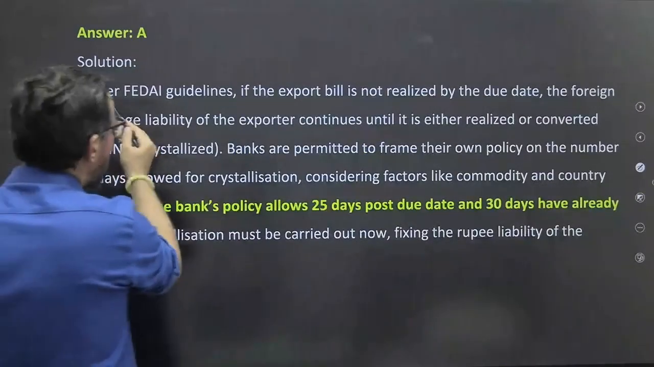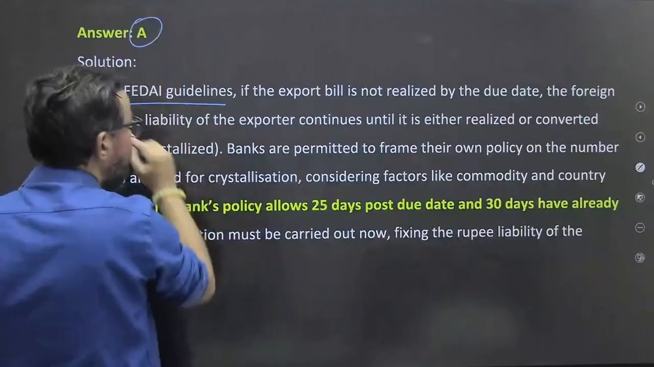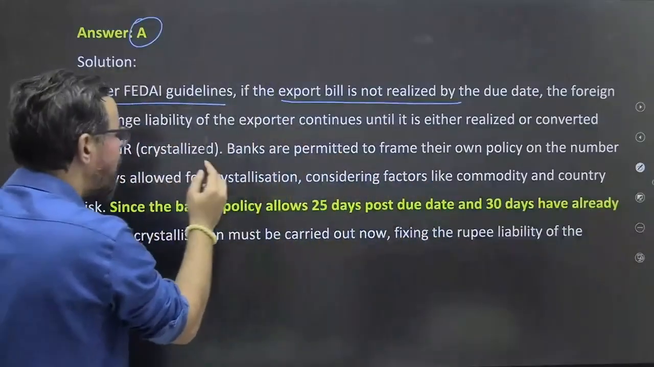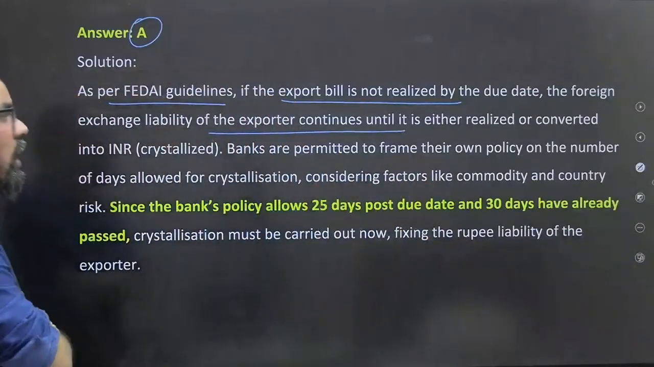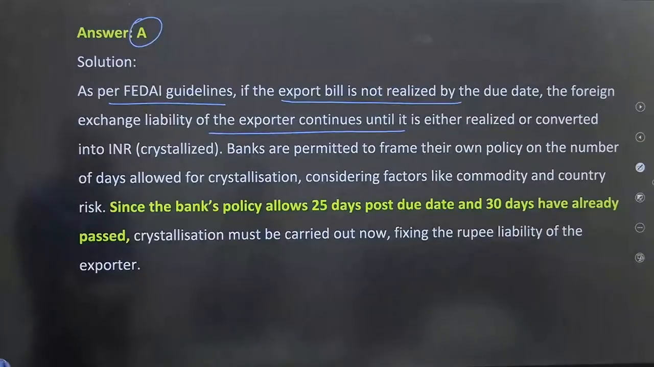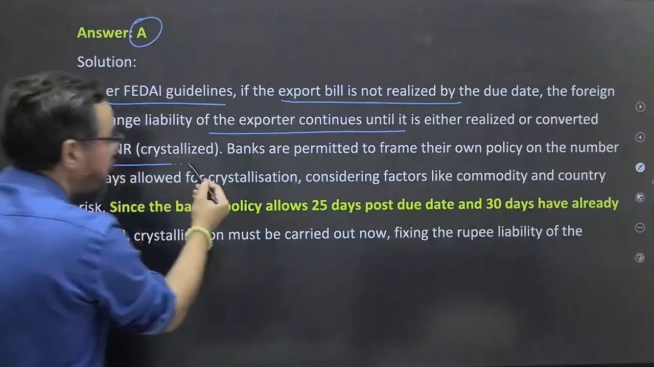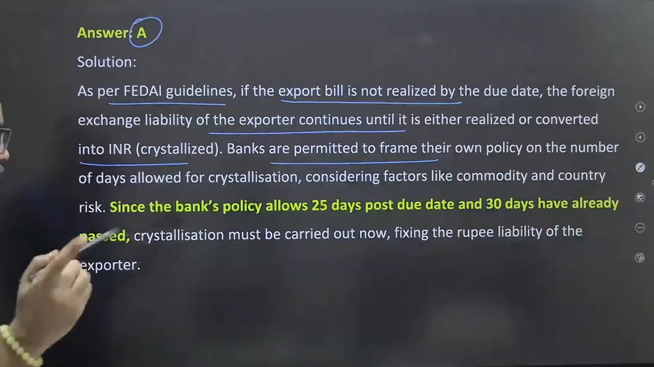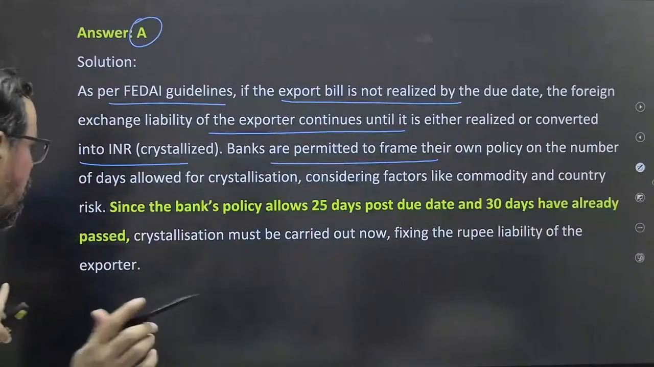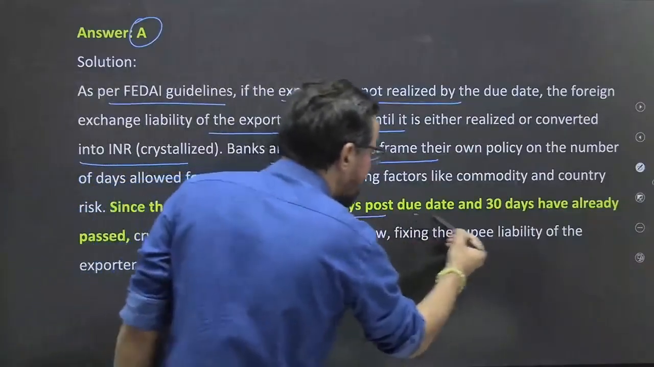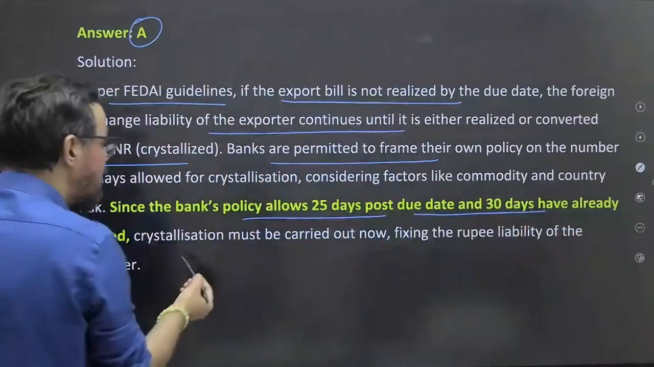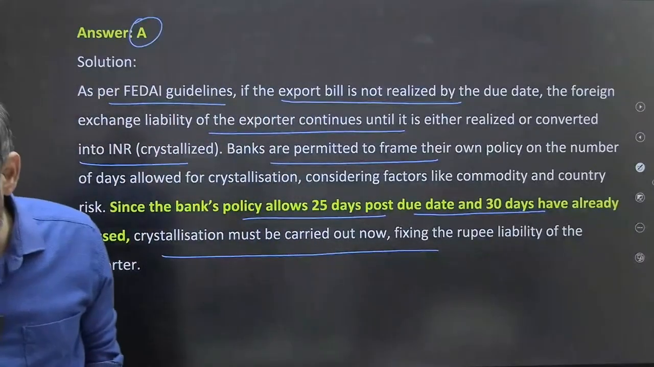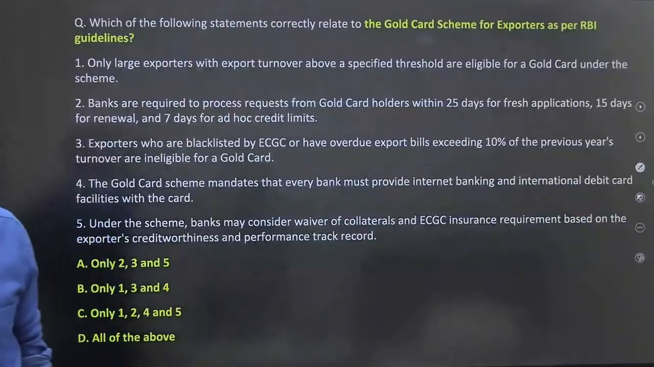Yes हाँ। So as per the Foreign Exchange Dealers Association of India, if the export bill is not realized by due date, the foreign exchange liability of the exporter continues until it is either realized or converted into INR। ठीक है, that is crystallized। ठीक है, banks are permitted to frame their own policy on the number of days; in our case it was 25 days, so that is over. Okay. Since the bank policy is 25 days, and the due date and 30 days have already passed, crystallization must be carried out now, fixing the rupee liability on the exporter itself. So that's why option A is the right answer for this particular one.